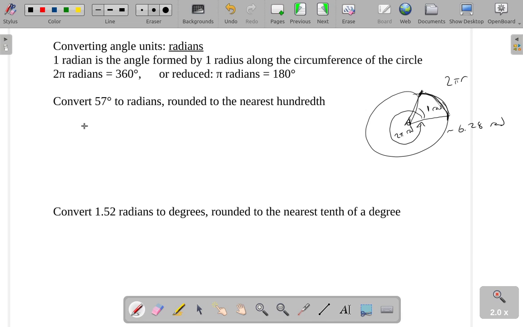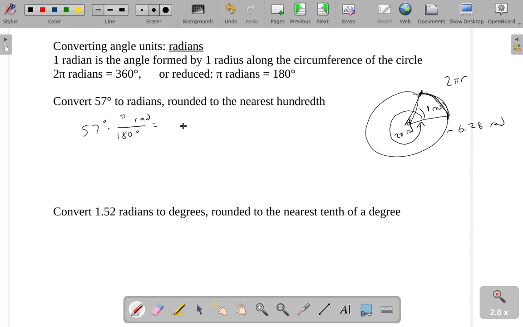So if you want to convert something like 57 degrees to radians, we're going to do our standard unit conversion stuff. I want my degrees to be on the denominator since I currently have degrees in the numerator, and that means the radians are on top. And well, I know that pi radians is equal to 180 degrees. So I'm going to do pi radians on top and 180 degrees on the bottom.